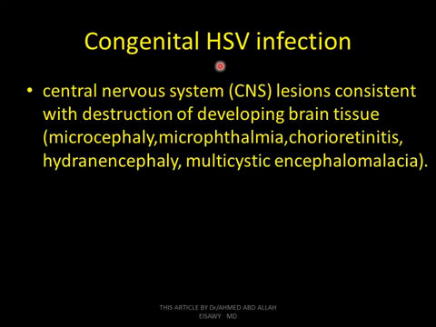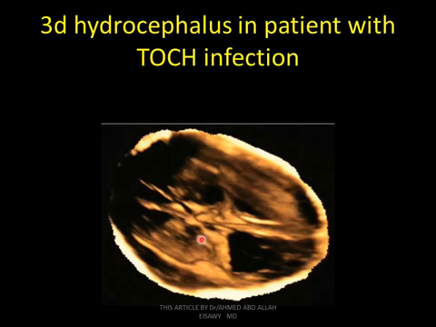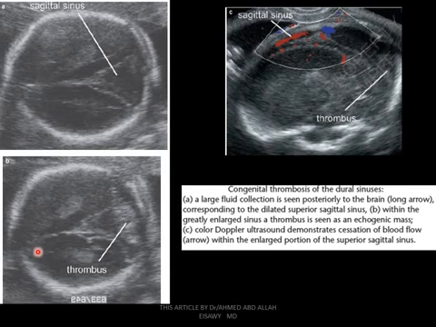Congenital herpes simplex virus infection, CNS manifestation: destruction of the developing brain tissue, microcephaly, microphthalmia, chorioretinitis, hydranencephaly, multicystic encephalomalacia. This 3D image shows hydrocephalus in a patient with TORCH infections, as we see hydrocephalus.